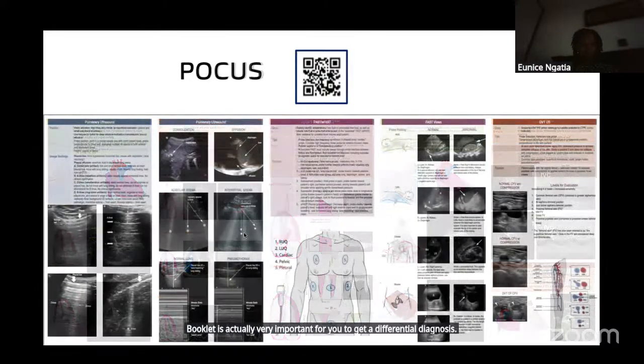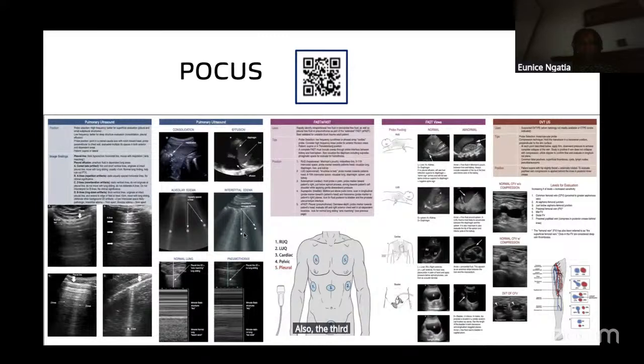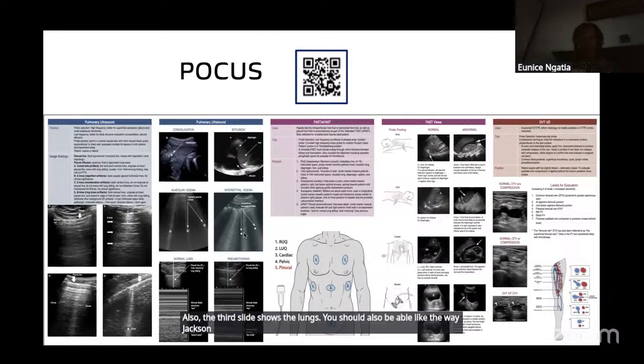Also, the third slide shows the lungs. The way Jackson had pointed out about the lung sliding, you should always make sure that you're able to visualize the lung sliding.